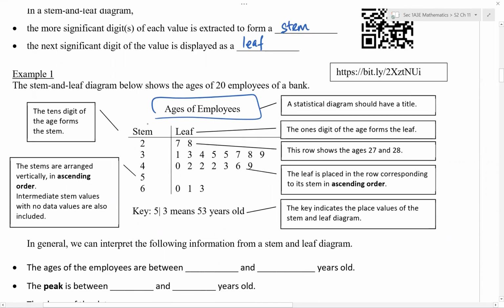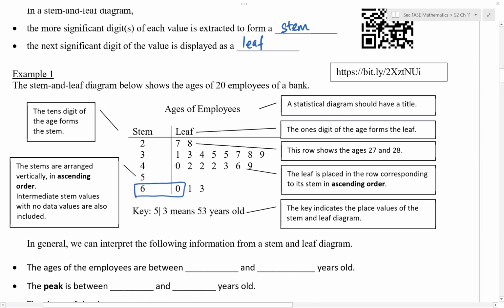So the stem over here contains these digits 2, 3, 4, 5, and 6. And these values over here are actually the tens digits of the age. They are the more significant values. So you can look at the bottom where you have the key to indicate the place values of the stem and leaf diagram.